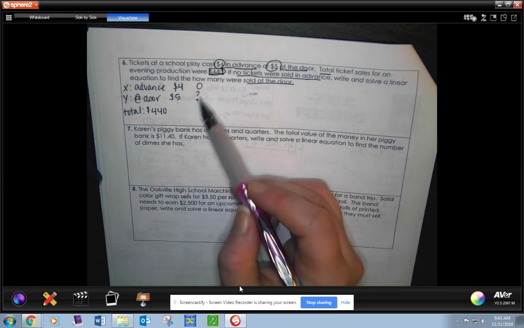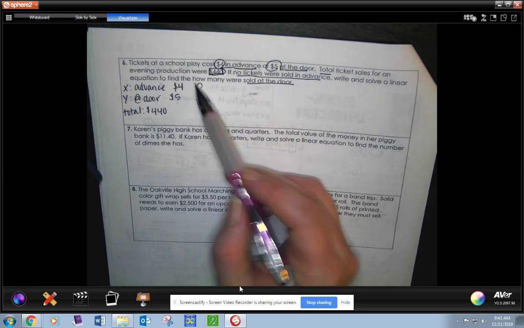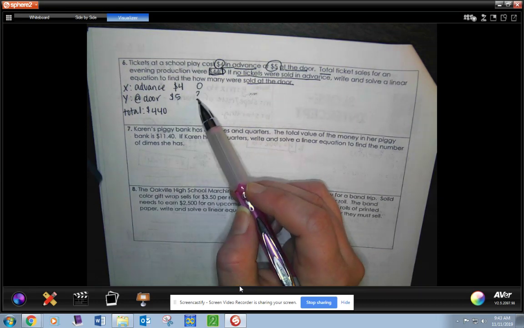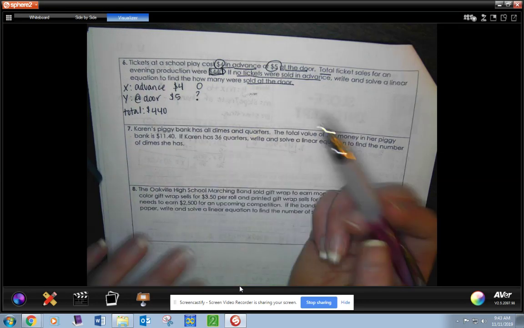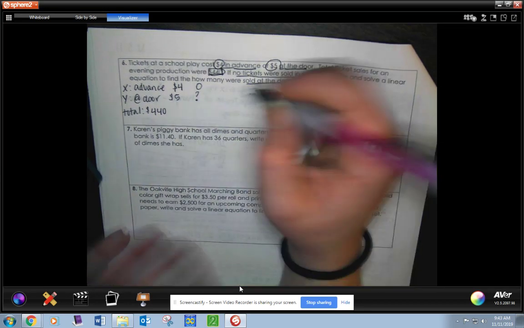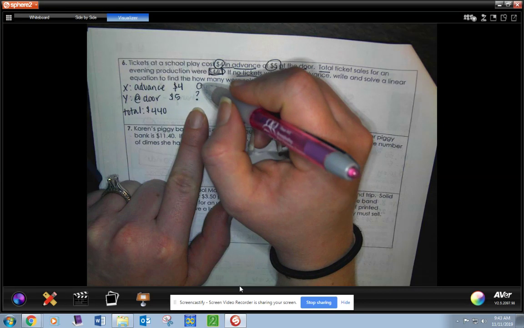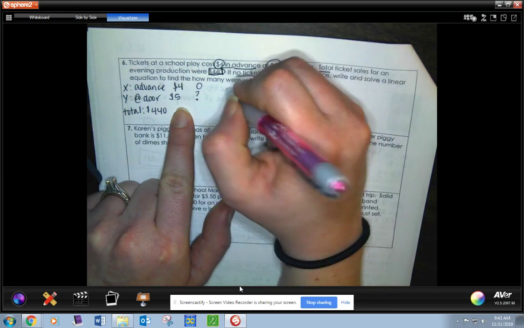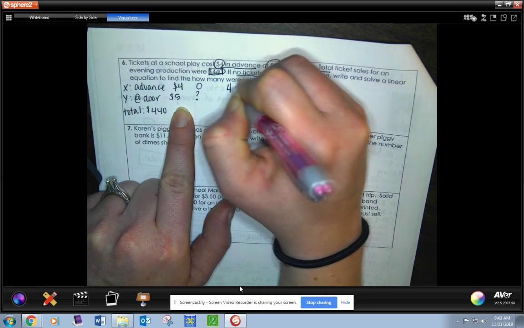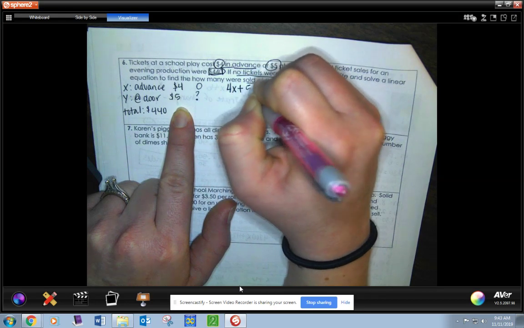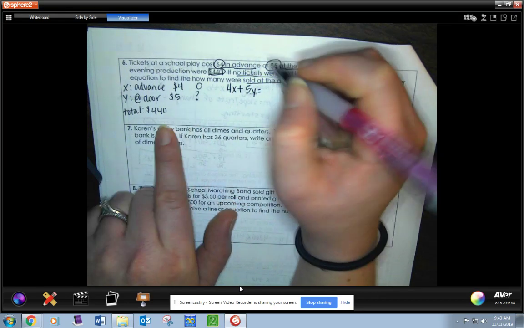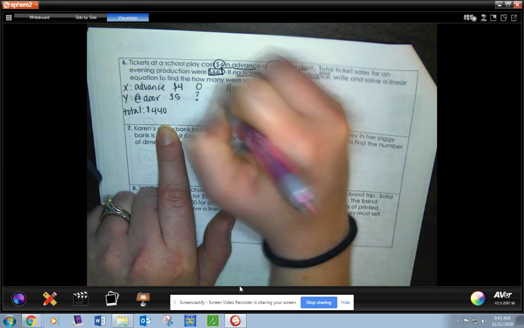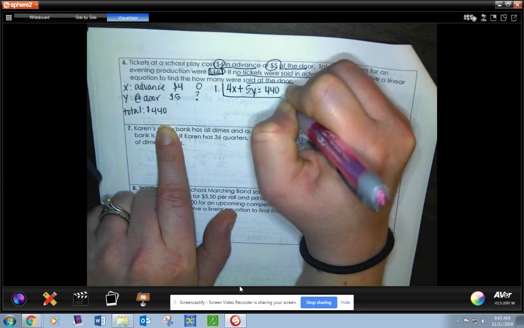Okay, now that I have my information, there should always be two things on each letter: one's missing and a total. We're ready to set up that equation. Remember, you can't use the question mark column. You have to use the other one. So we're going to put 4 with X plus 5 with Y, and it equals the total, 440. This was step 1. Write your equation.